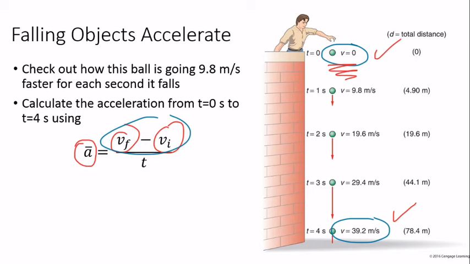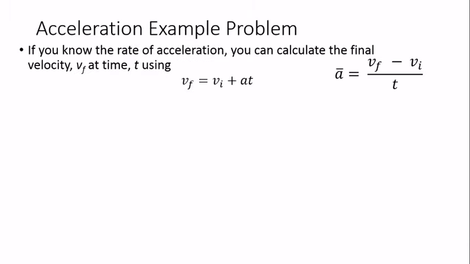So to calculate then the average acceleration, we talked about this before. This is our delta, our change in velocity, divided by the time over which that change occurred, which was 4 seconds. So I bet you're probably okay with that.